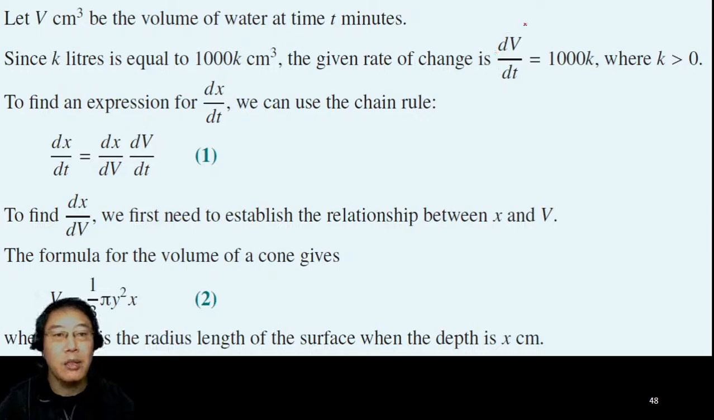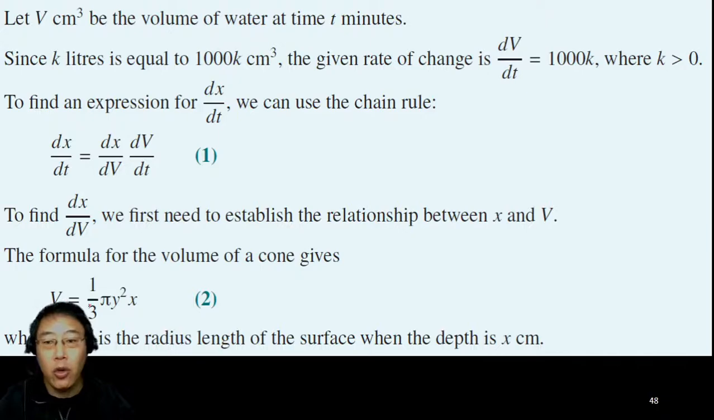Now from that we can introduce dx/dt by using the chain rule. So using the chain rule, dx over dt is dx over dV times dV over dt. We'll substitute dV over dt later on. Now to find dx over dV, we can think about dV over dx, which is the reciprocal. We need to come up with a relationship between x and the volume.